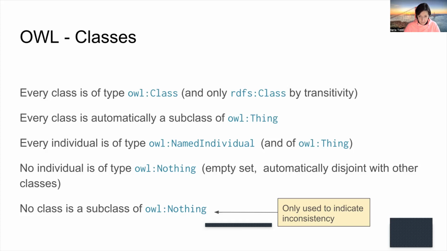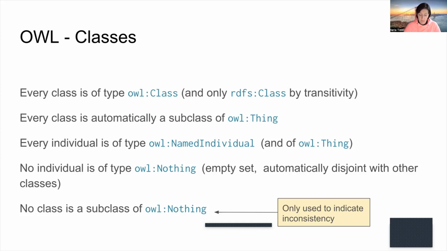There is a special class, which is OWL thing. This includes all individuals and all classes in an ontology. This means that for every class that you declare, this will be automatically defined as a subclass of OWL thing.